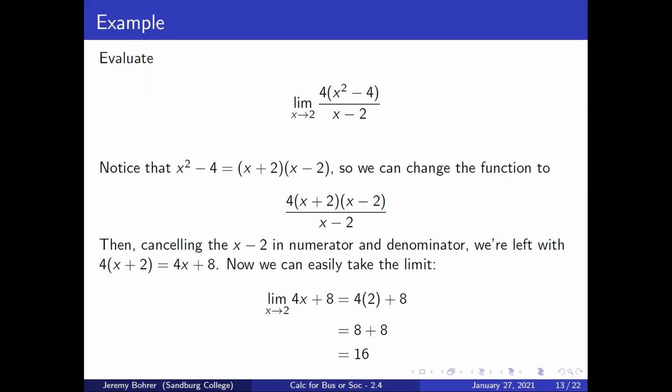For example, we can evaluate the limit as x approaches 2 of 4 times (x squared minus 4) divided by (x minus 2) by noticing that x squared minus 4 is equal to (x plus 2) times (x minus 2). So we can change the function to 4 times (x plus 2) times (x minus 2) divided by (x minus 2), and then cancel the x minus 2 in the numerator and denominator. We're left with 4 times (x plus 2), which equals 4x plus 8. Now we can easily take the limit as x approaches 2 of 4x plus 8, which equals 4 times 2 plus 8, which equals 8 plus 8, which is 16.